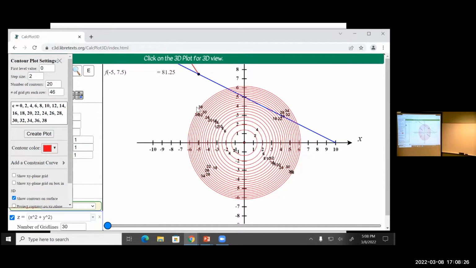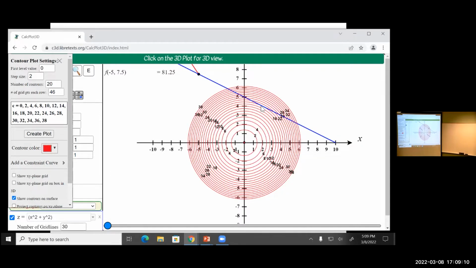Now, remember how these contour lines work, right? These are going to start off small as far as z values and get larger as we go out. So we want to be someplace on this blue line where the z value is as small as possible. Well, we know as the contours get closer to the origin, they get smaller. So we want to be on a contour that's as close to the origin while also being on the blue line, right? So that would put us right in this general area right here.